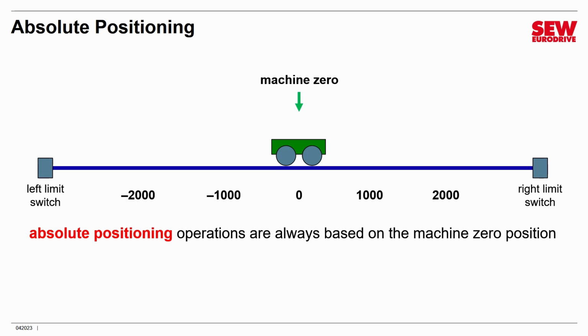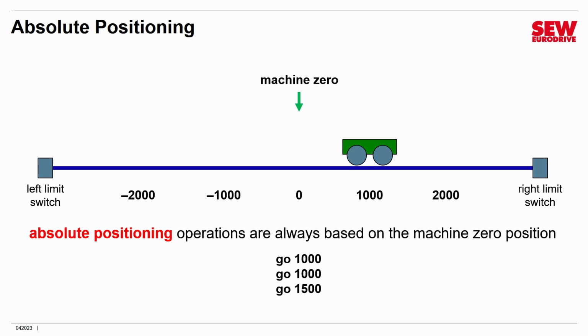Let me give you an example. Let's say I tell the VFD, go to 1000. That's positive 1000. It's 1000 revolutions relative to zero. What will happen is the cart will move here. Now, what happens if I say go 1000 again? What will happen? And the answer is absolutely nothing. The VFD will say, that was stupid. I'm already sitting there. So it's not going to move.